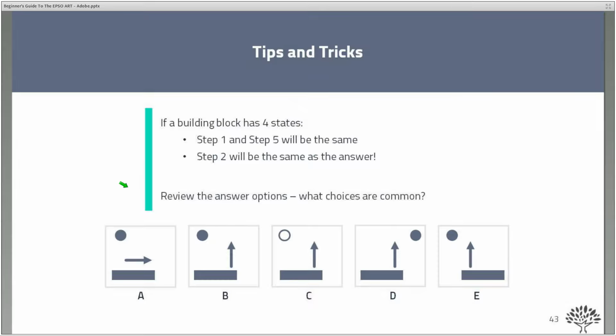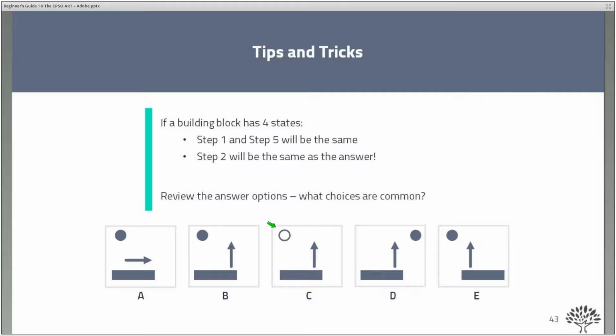My next tip is to review the answer options and see which choices are common, because that can help you eliminate answers. Now, this is definitely not the way to approach the question, but it can be a way to clue yourself in if you're not sure what the correct answer is. So here we've come up with a sequence, and we presented you with the 5 answer options. And because of the way the questions are constructed, you can actually get a very good idea of what your correct answer is going to be.